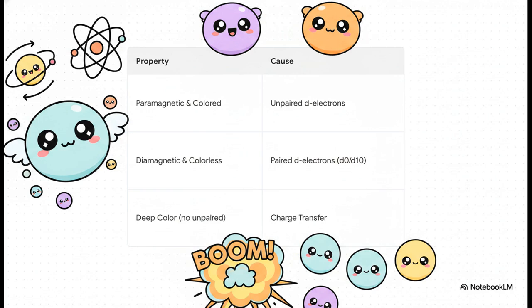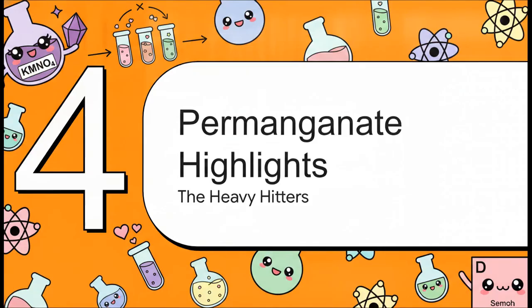If a complex is paramagnetic and colored, it's almost always due to unpaired d electrons. If it's diamagnetic and completely colorless, well, those d electrons are either perfectly paired up as d10 or completely empty at d0. But if you see a complex with deep, intense color, like the dark purple of permanganate or the bright orange of dichromate, and you know it has 0 unpaired electrons, boom, the answer is charge transfer. Every time.